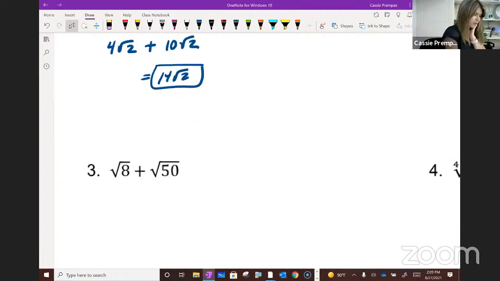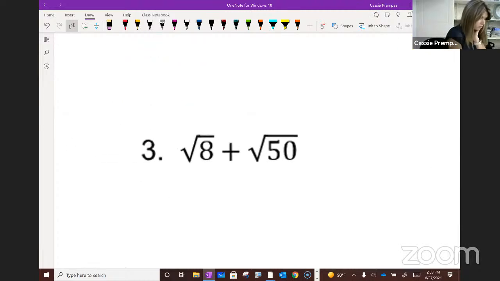If we don't get to them, you can try number 3 on your own. Or you could look up here.